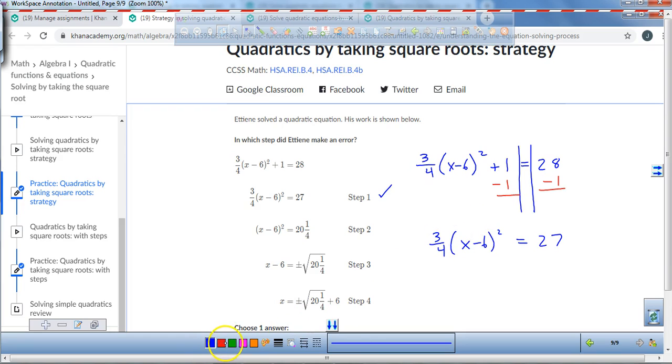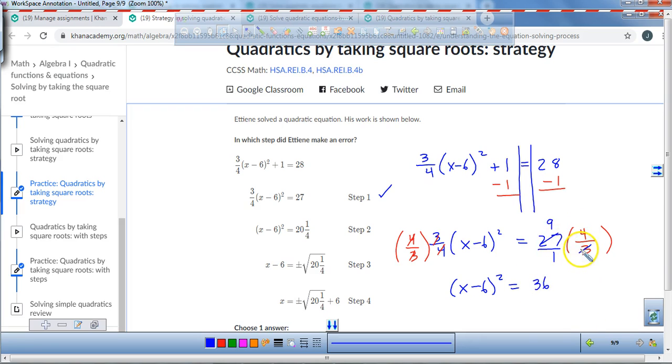Alright, step number 2. Step number 2 is I'm going to multiply both sides by what's known as the reciprocal of 3 over 4, which is 4 over 3. And I'm going to multiply this by 4 over 3. So these cancel out, and all you're left with is x minus 6 squared equals 27 times 4/3. Now when you're multiplying whole numbers to fractions, it's pretty easy, especially when the number in the denominator goes into the number that's in the numerator, all right? Because 3 goes into 27 a total of 9 times, and 9 times 4 is 36.